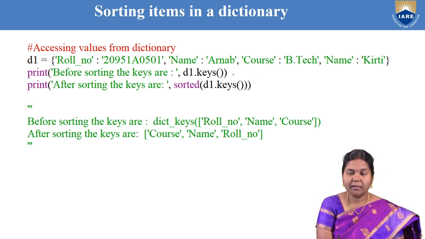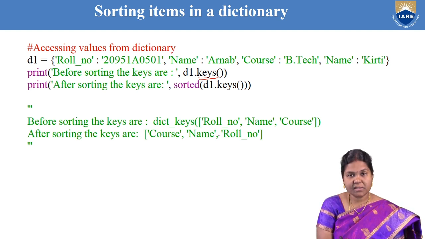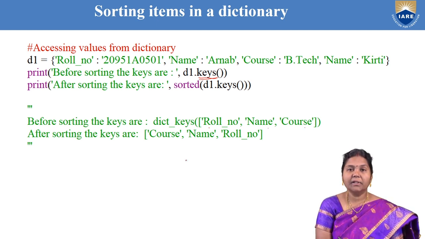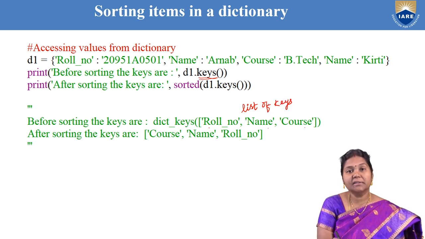Before sorting the keys, let us print them. D1.keys is the built-in method using which we can print the keys available in the dictionary. The keys are given in the form of a list: roll number, name and course. These are the keys available in this particular dictionary. This is known as the list of keys. The keys method always returns a list of keys. That's why it is a list; you can observe the square brackets.